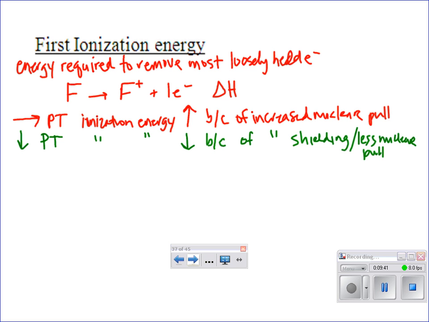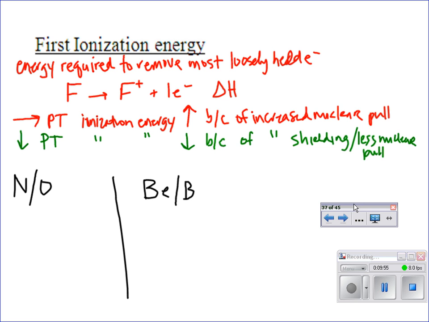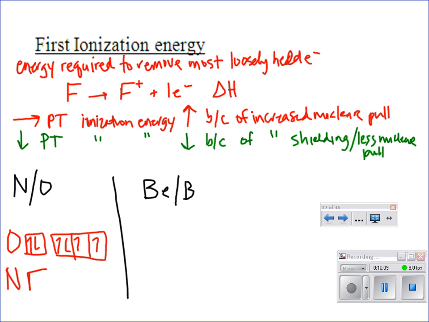They occur in 2 different spots. I'm going to do the exception between the N and O families first, and then I'll talk about the exceptions between the B and the Be, the beryllium and boron families. The exception between nitrogen and oxygen is a little bit easier to explain, so I'm starting with that. According to the trend, if we look at oxygen's valence electrons, we have 2 s's and 4 p's. Nitrogen, on the other hand, has 2 s's and 3 p's in its valence shell.